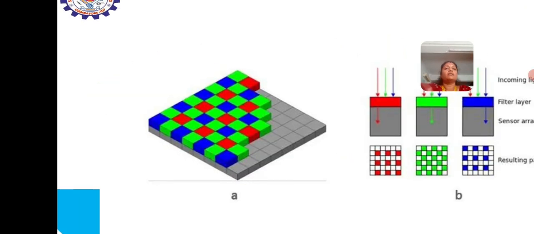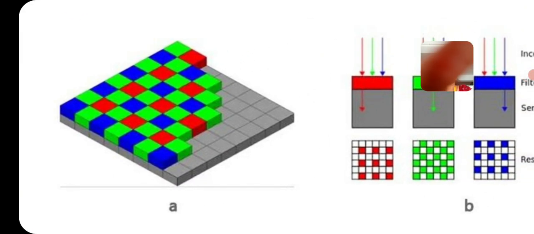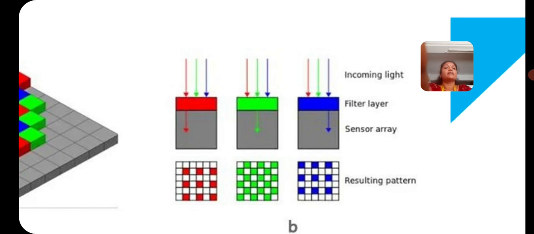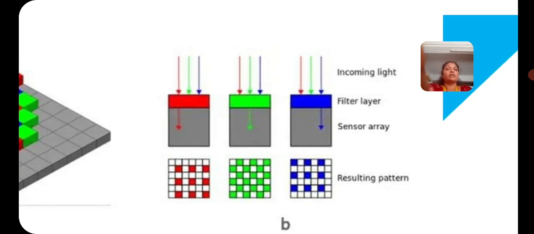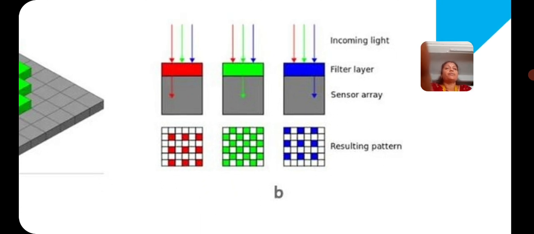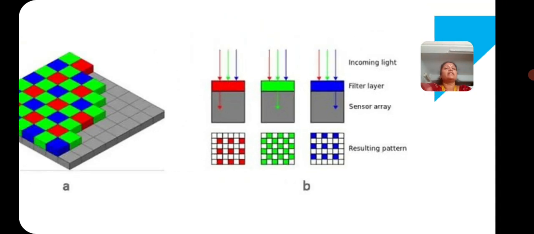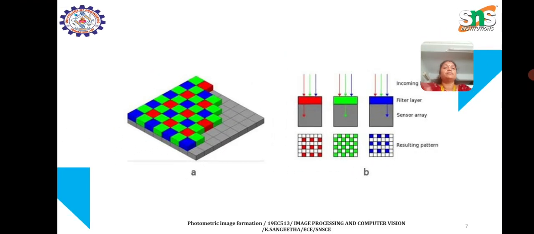So these are the basic colors and how they are observed. Here are the incoming lights, the filter layer, and the resulting pattern. So 25% of red, 25% of blue, and 50% of green color can be observed.